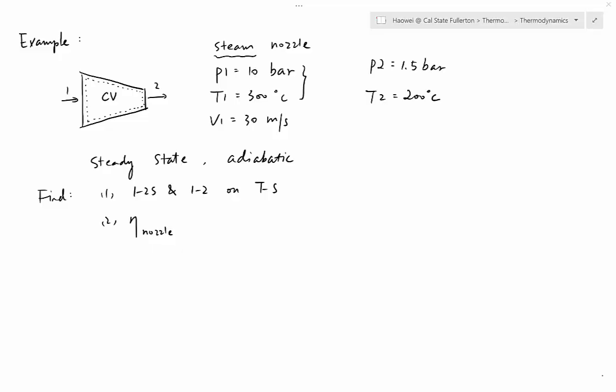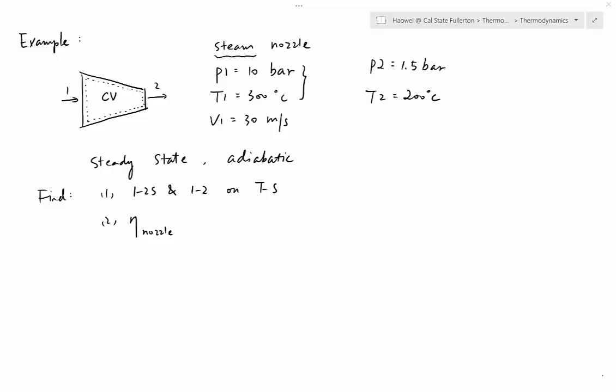Both P2 and T2 are smaller than P1 and T1. Why is that? Because if you want to increase the velocity, something else has to go down because energy is always conserved. So what goes down? Pressure and temperature. We know the system is at steady state and is adiabatic, meaning there's no heat transfer.